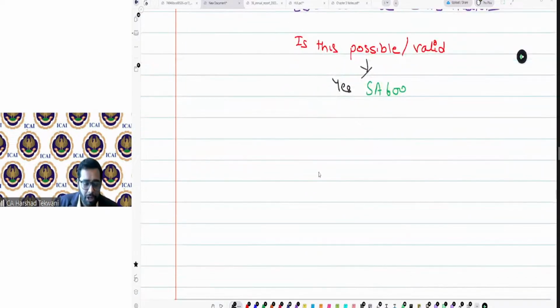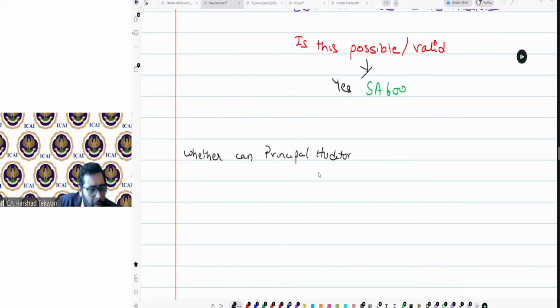So the second question comes is whether the principal auditor can rely upon the audit report of M&O auditors?